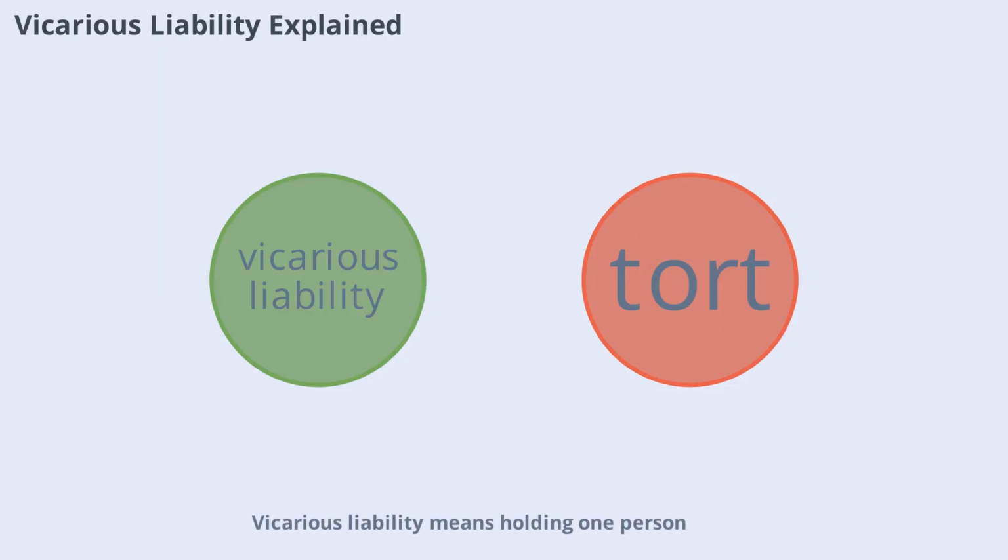Vicarious liability means holding one person responsible for the acts of another. The state can be held liable for torts committed by its employees during their official duties, unless the act was necessary for protection of life or property, or was a judicial or quasi-judicial act done in good faith.